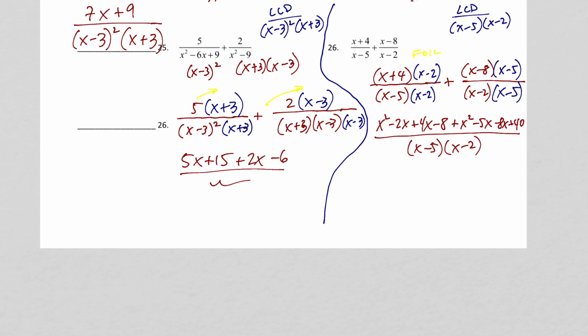So now in the numerator, I have 1x squared plus 1x squared is 2x squared. Let's see, this is positive 2x so far. 2 minus 5 is negative 3. Negative 3 minus 8 is a negative 11. And then we have negative 8 and positive 40. That's a positive 32.